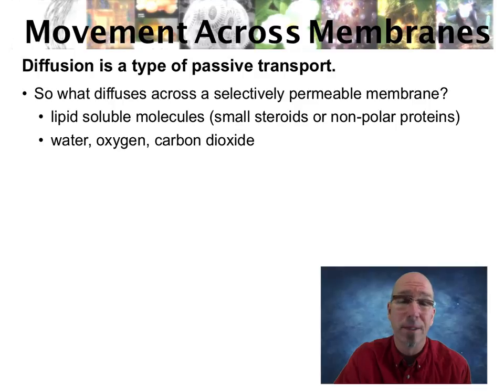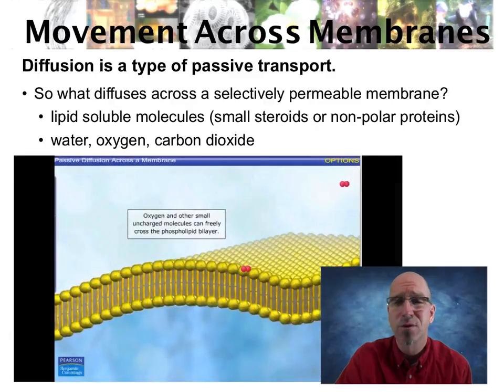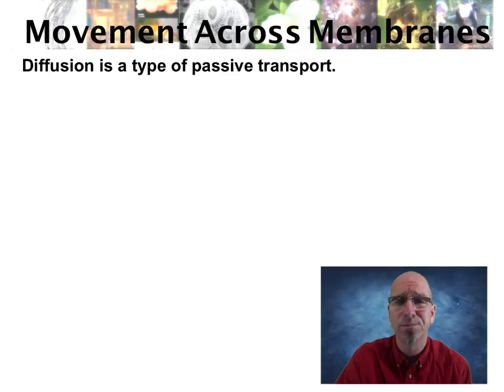So what kind of things can diffuse across a membrane? Well, things that are lipid soluble, like small steroids, they have to be kind of fats, and nonpolar proteins, so some proteins are nonpolar, and water, oxygen, and carbon dioxide. Those last three are just pretty small. They can kind of sneak through the membrane a little bit. If you're lipid soluble, you can pass through the phospholipid bilayer. So oxygen and other small molecules can pass right through it.